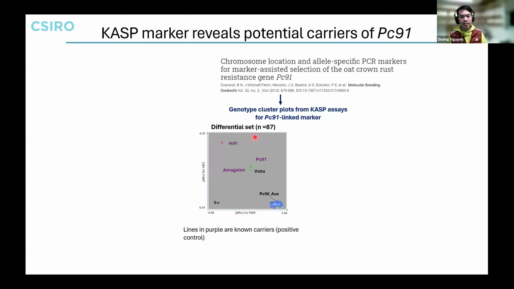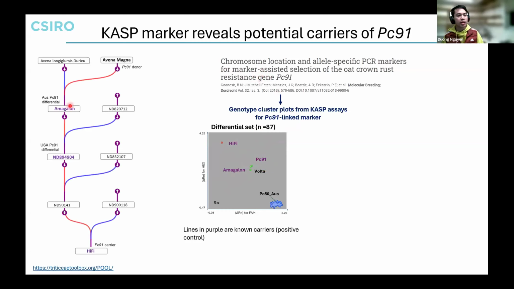So here is a CAPS assay for the PC91. The lines in purple are the known carriers: Hi5, Amaclone, and PC91. These lines were already identified in this paper as well. Looking at the pedigree, the three lines, Amaclone, PC91 and Hi5, seem to inherit the resistance PC91 from the Avena magna, and actually the Hi5 was one of the parents in the mapping population for PC91 in this paper.